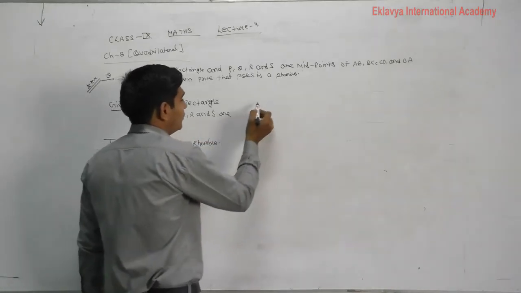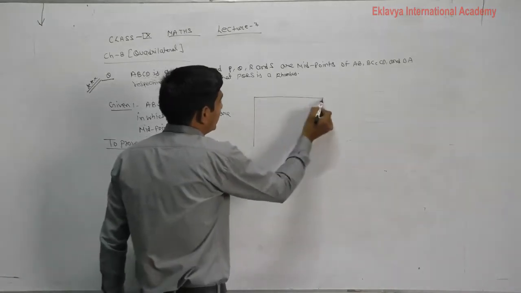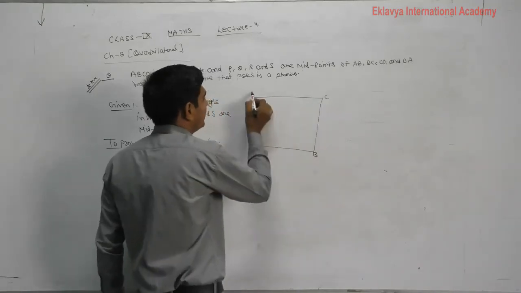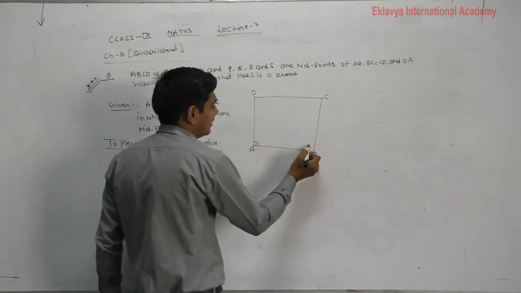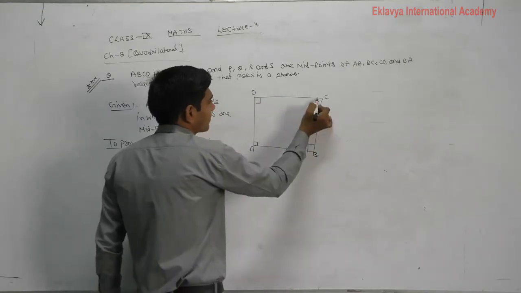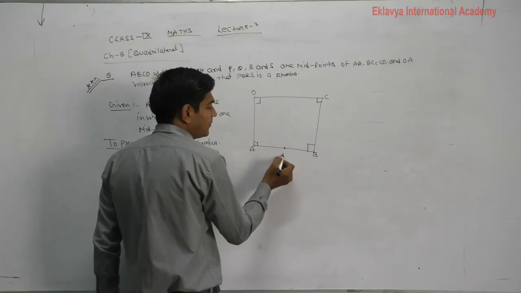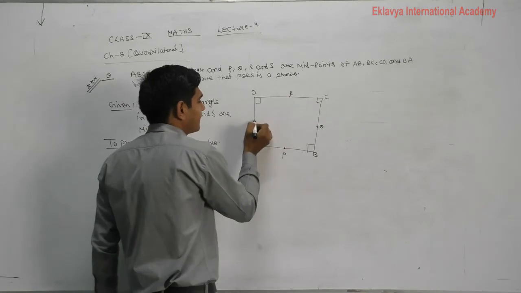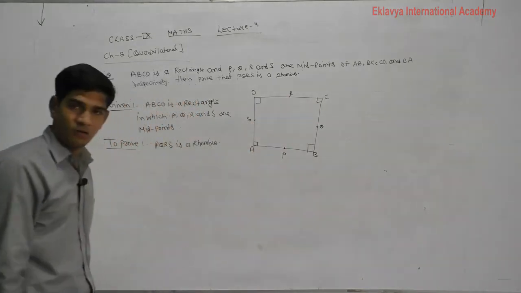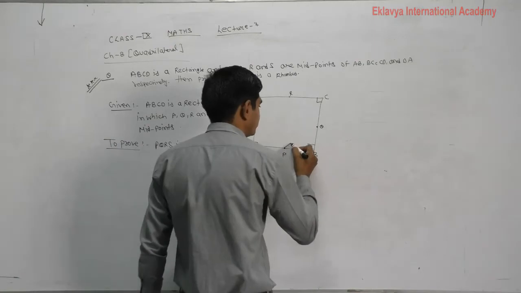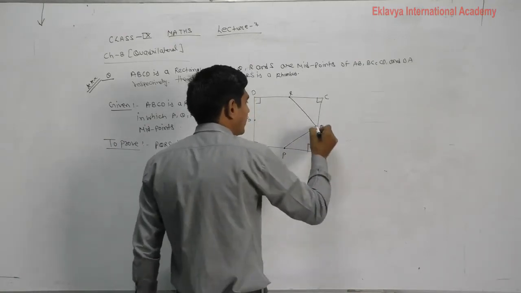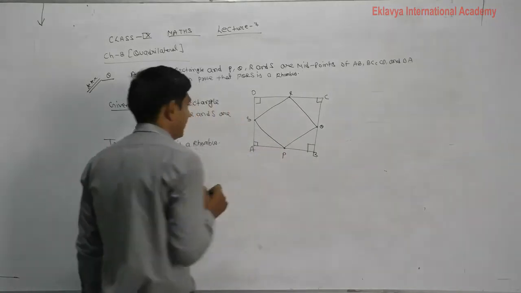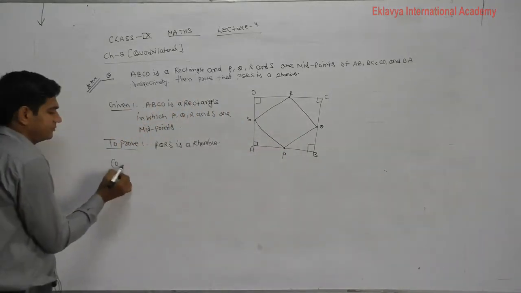Next we will do the construction also. You are given ABCD is the rectangle. We know in a rectangle each angle is 90 degrees. Midpoint P, midpoint Q, midpoint R and midpoint S. Now we will join all of them: P to Q, Q to R, R to S and S to P.